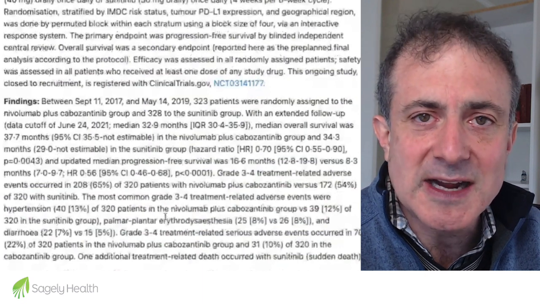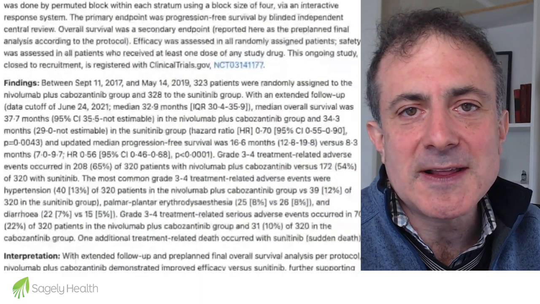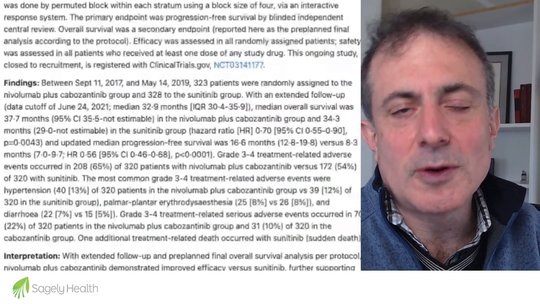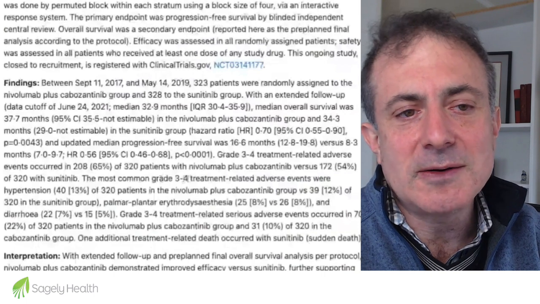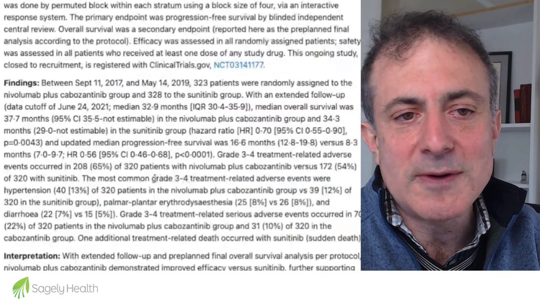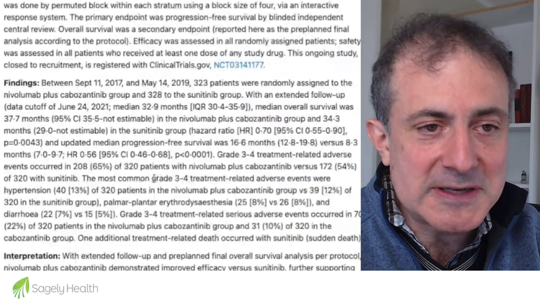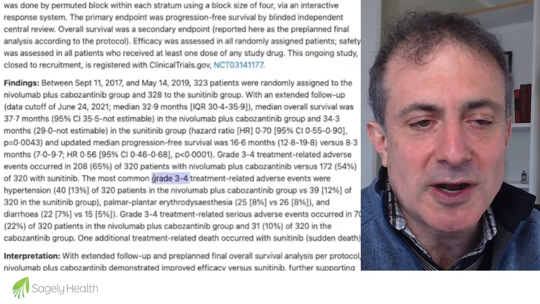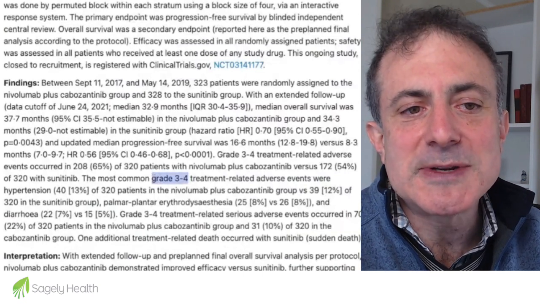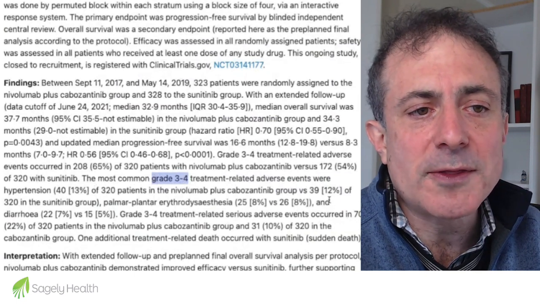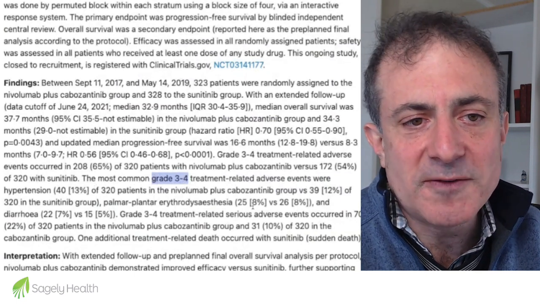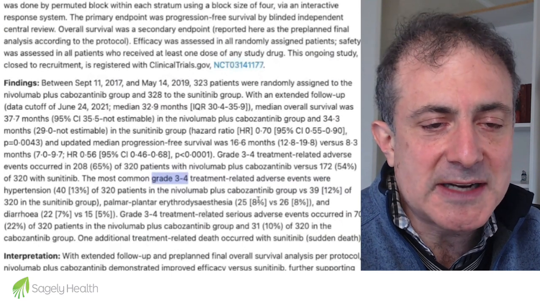adverse events in scientific lingo. And specifically, we're looking at severe or life-threatening side effects, and they are graded from 1 to 4, and this would be grade 3, 4. And again, these folks who are writing this up know what they're talking about, and so they address it specifically. The grade 3 or 4 events were about 13% versus 12.8%, I see.